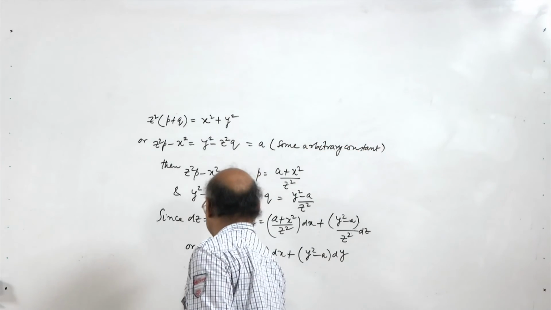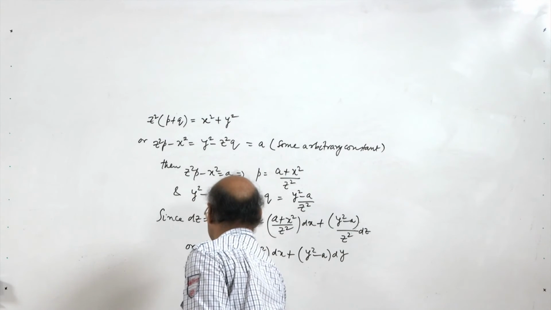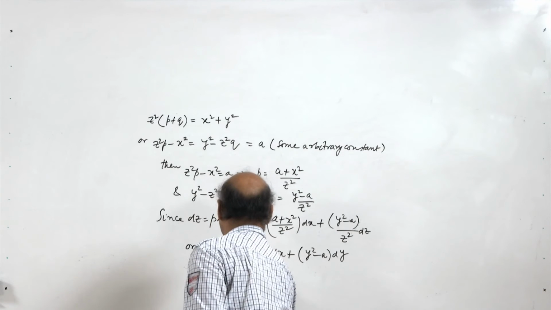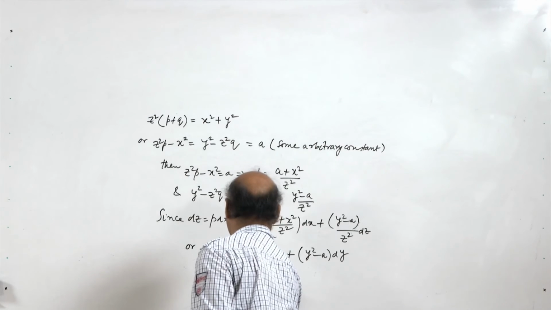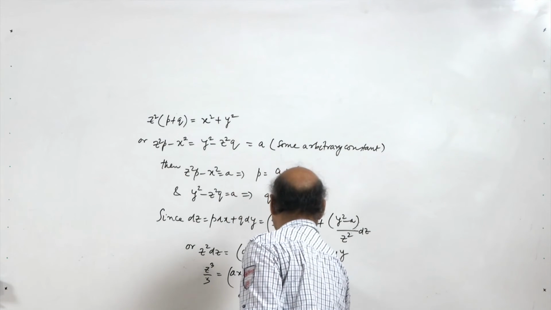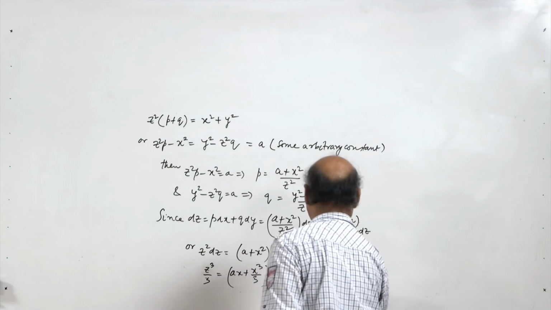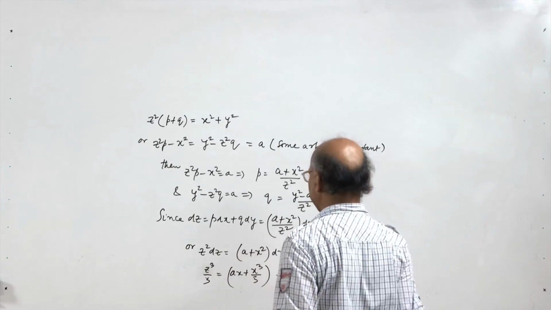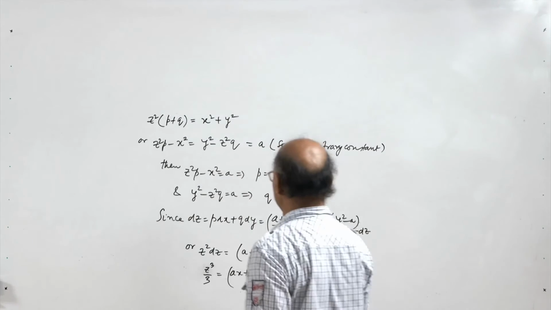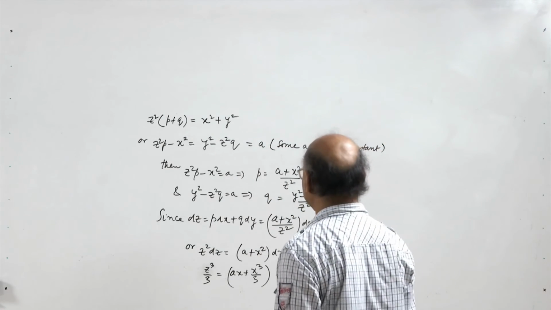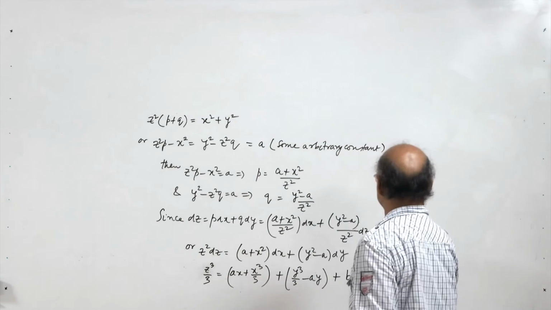So, z cube by 3 equal to ax plus x cube by 3 plus y cube by 3 minus ay plus some constant, let us say b. Okay. So, this is the complete integral, and this is the solution of the given partial differential equation, which involves two arbitrary constants a and b. So, it is the complete integral.